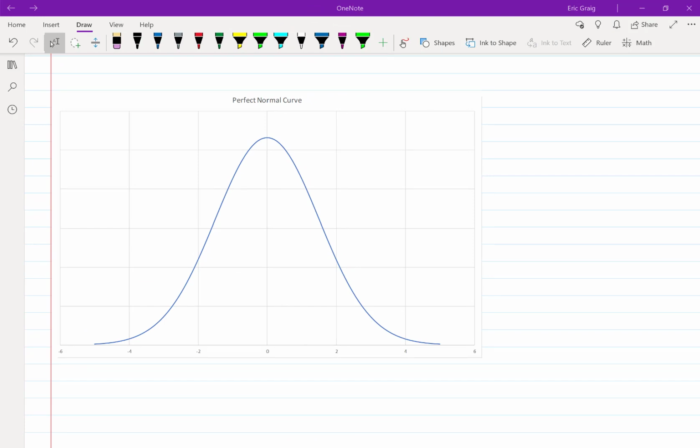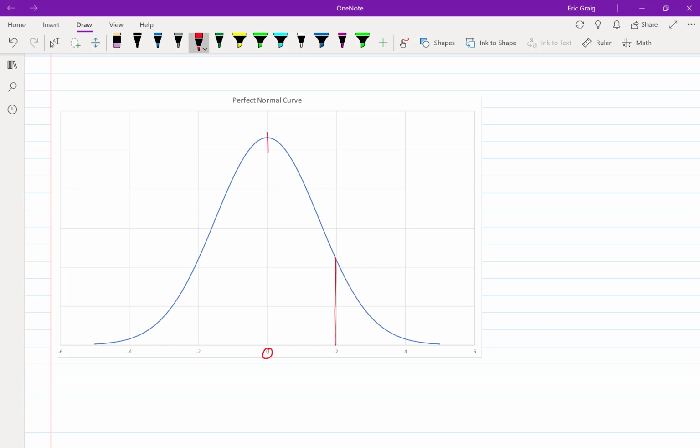All right, let's tackle one more problem. Let's say we're looking now for the score at the 90th percentile. We're looking at that score below which 90% of our students scored, the 90th percentile. So we know the 90th percentile is going to be somewhere out here. It's going to be to the right of the mean value.